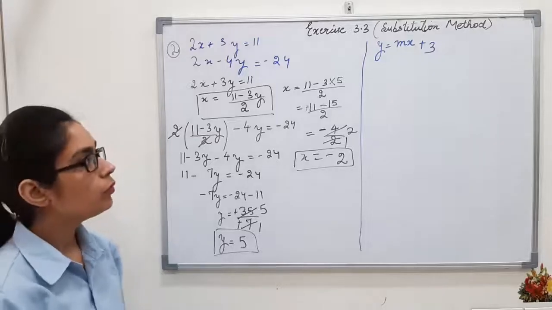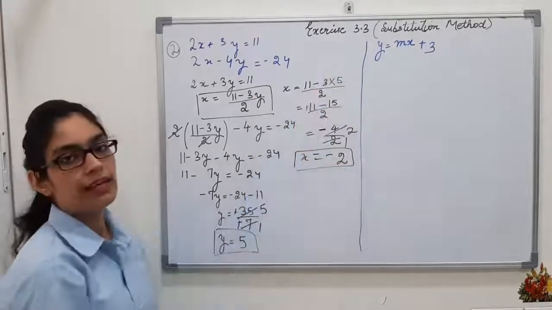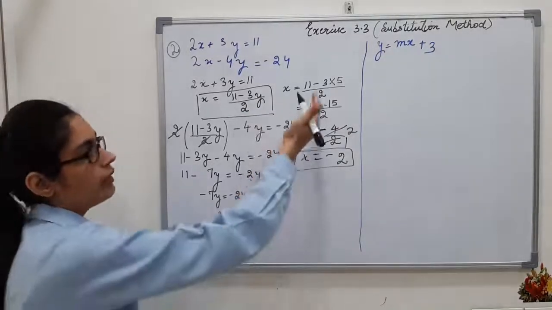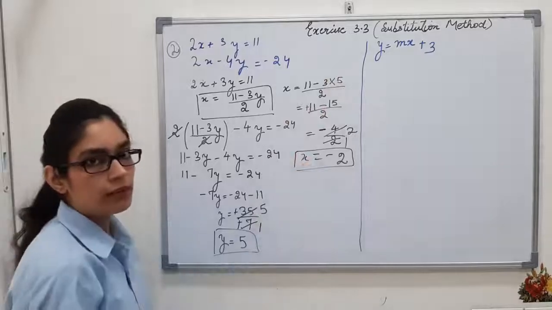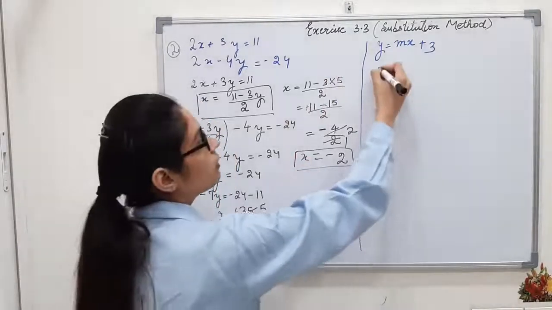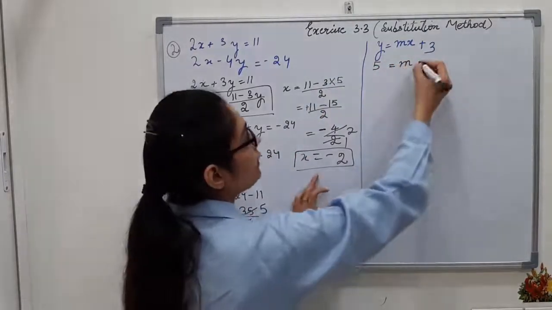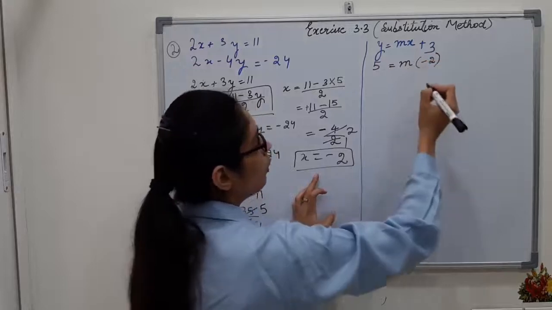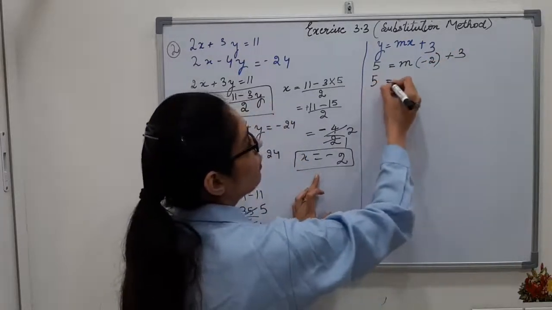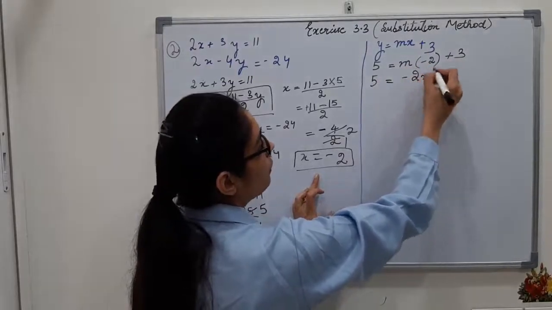Now what we have to do, we have to put the values of x and y in that equation and find the value of m. It's same like we are putting the value of y over here and we are finding the value of x. In the same way we have to put the values. So y is 5, m I don't know the value, x is minus 2, just now we have found, and 3 as it is. When m gets multiplied with 2, it will be minus 2m, minus 2x.